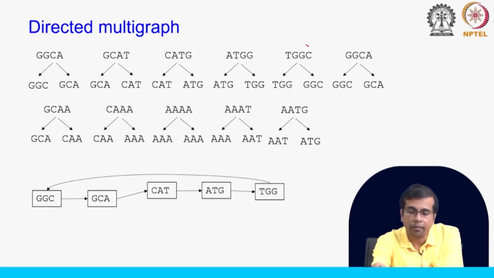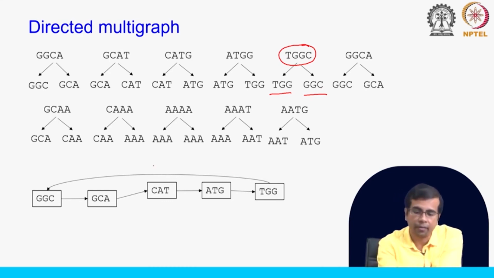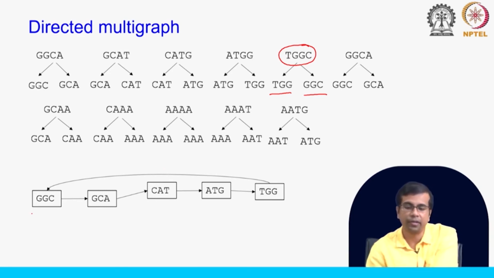Now, coming here, when you come to TGGC, we have these two k minus 1 mers, TGG and GGC. What we see is that both these nodes actually exist in the graph already. So, what we need to do is just add this edge here. You can see this edge here, from TGG to GGC. So, we continue this process until we reach the end, until we have covered all the k-mers in our data.